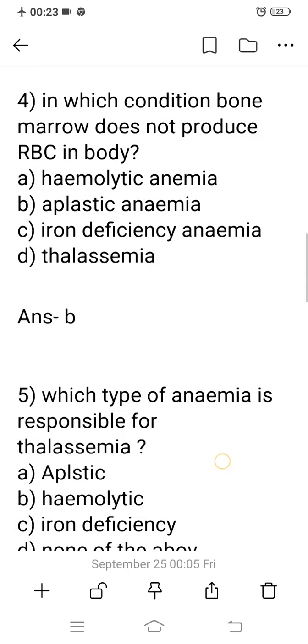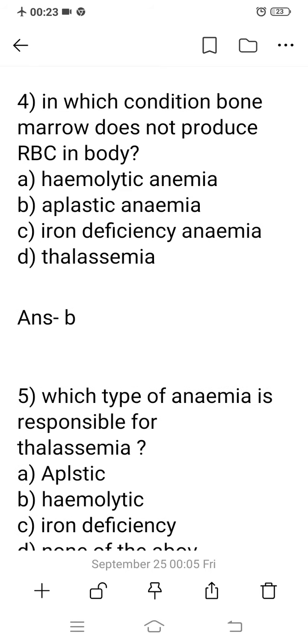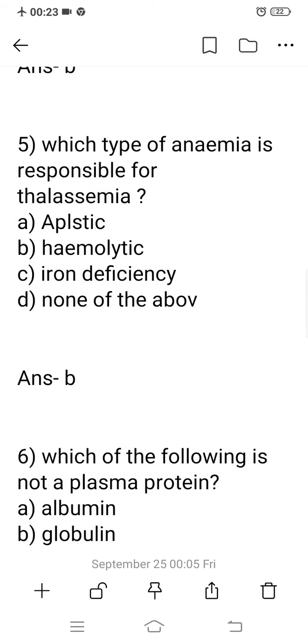So the right answer is option number B, aplastic anemia, the condition in which bone marrow does not produce RBC in our body. Question number 5, which type of anemia is responsible for thalassemia?